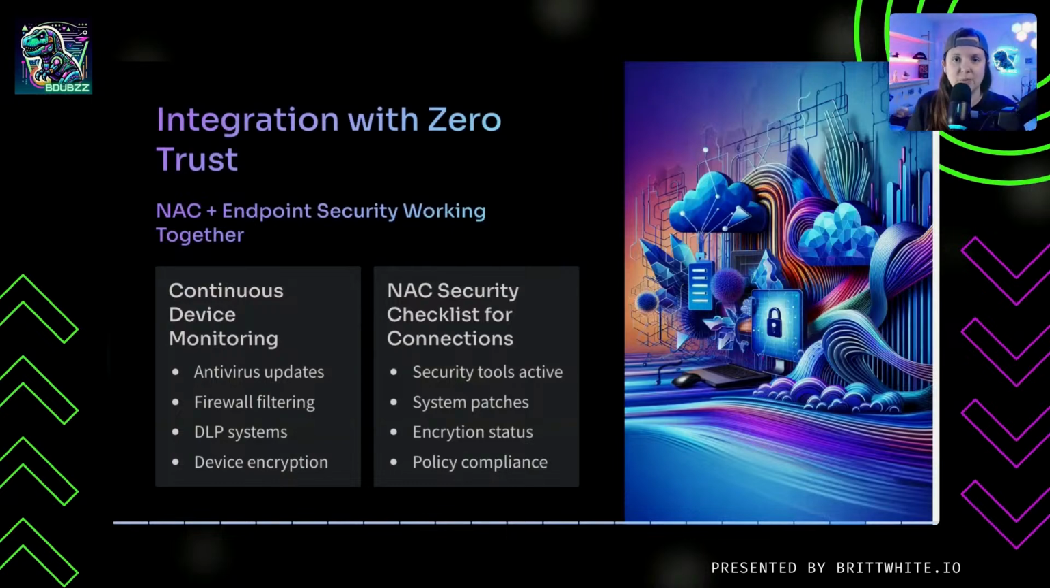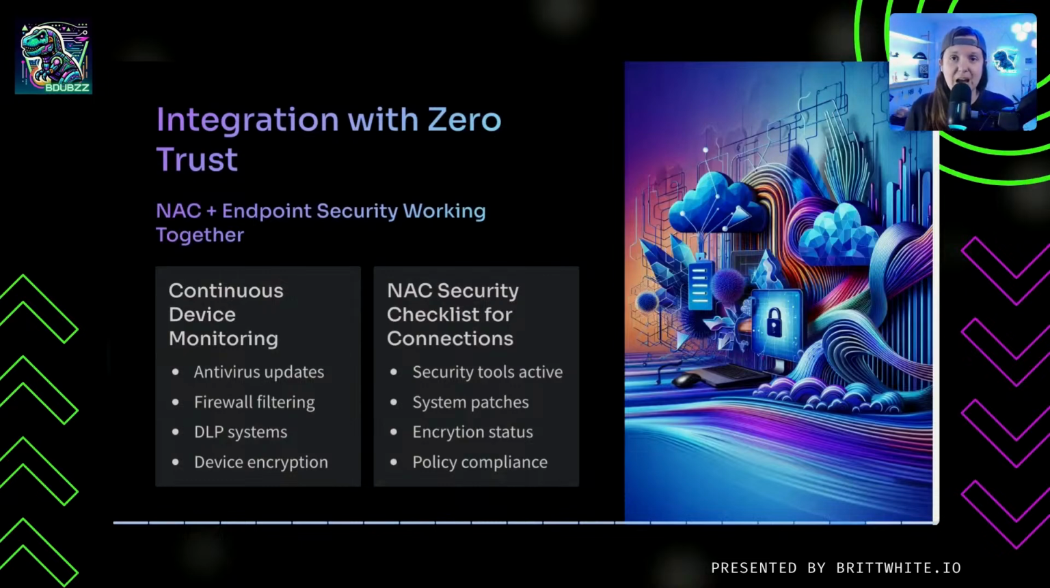Organizations tie this all together with comprehensive device management policies. Think encryption required or no outdated software allowed. Enforcement applications automatically check these security requirements. Now let me show you how endpoint security and NAC work together in a zero trust model.